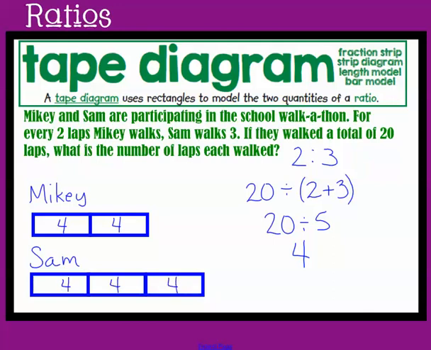If you want to do a little mental math, you'll see that we have 4 5 times, which is 20, so we have our total correct. And that tells us now that we can look at the number of laps that each person walked. So for Mikey, we have 4 plus 4, which is 8. That means Mikey walked 8 laps.